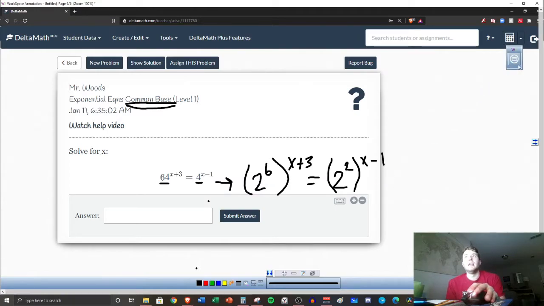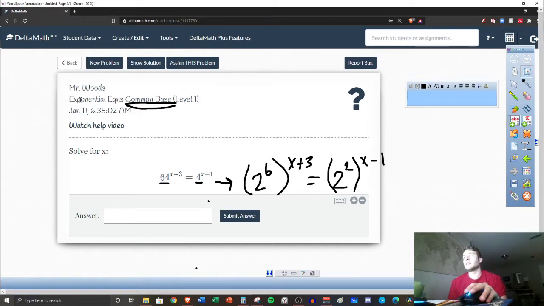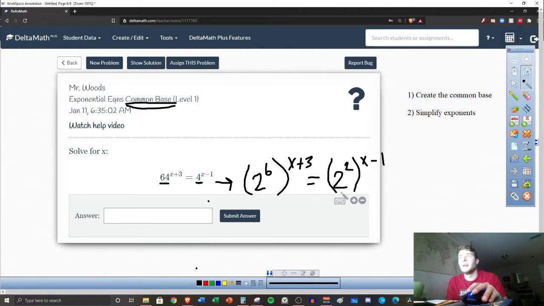Now, next, we are going to simplify the exponents. Let me actually write out these steps for you guys. And in your notes, you should actually write this, right? Exponential equations with common base. So step 1, create the common base. Step 2, simplify exponents. So this is our second step. We want to simplify these exponents. Well, what do I mean by that? Well, I want to combine these.